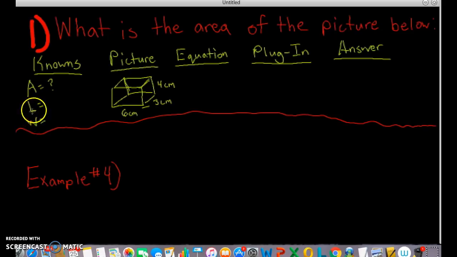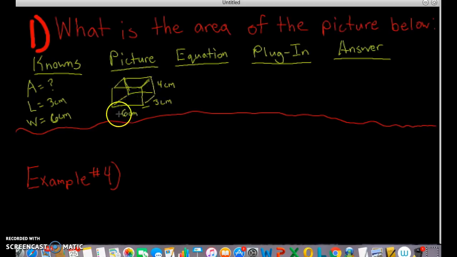Now, the best way I like to find the length and the width is that I eliminate the height, okay? So I know that the block is 4 centimeters tall, so that is the height there. So I don't want to include 4 in this, so I'm just going to worry about 6 and 3. So I'm going to say 3 is my length, and 6 is my width, 6 centimeters.